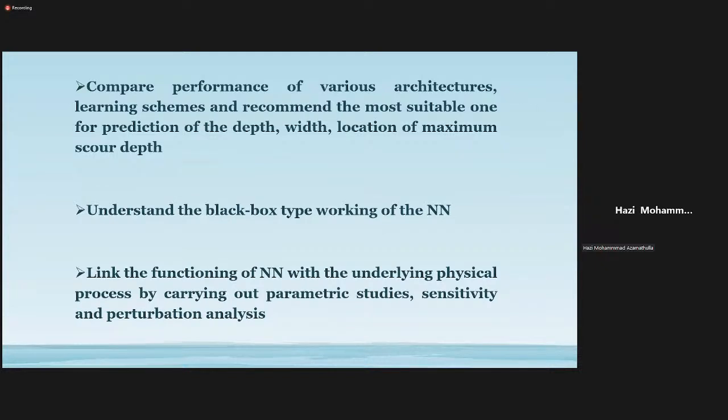Yes, at that time I made some comparison with traditional formulas. Also linking of functions with the underlying physical process, carrying out parametric studies and sensitivity analysis and perturbation. What that means is, if you have noisy data, suppose your input is negative 10%, minus 20%, or positive, then what will happen to your output? That also I have studied. Another thing, this is considered a black box type, so how will it work? Then again, extraction of knowledge with the trained neural network model I have done at that time. Okay, next please.